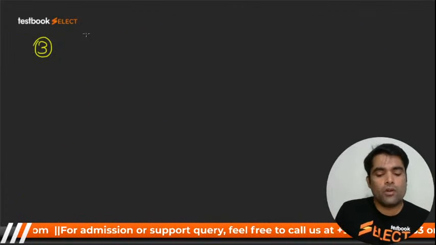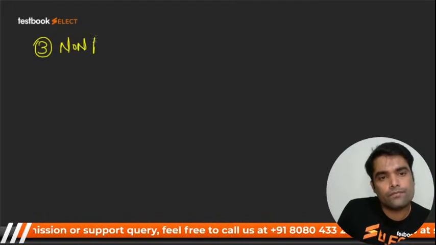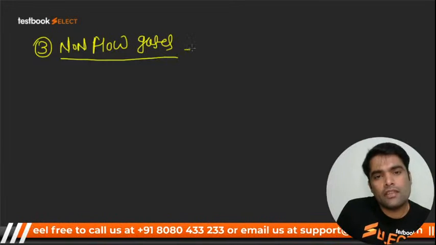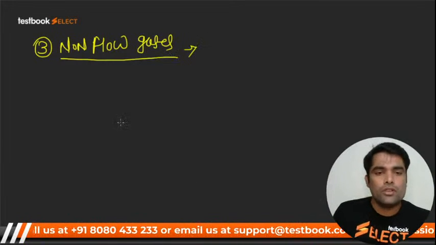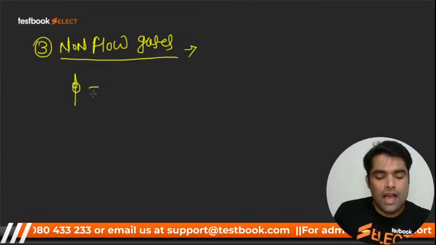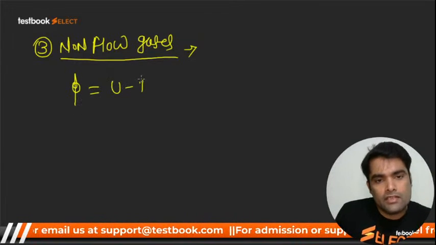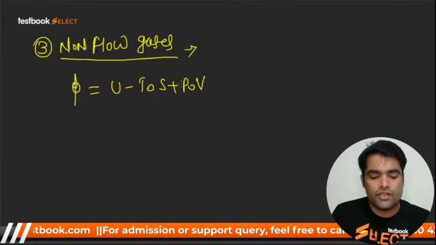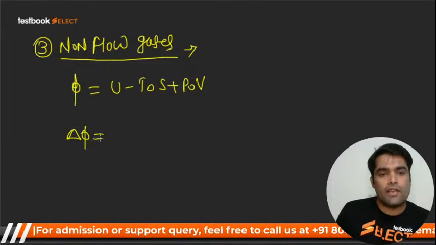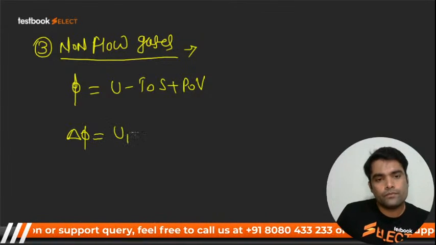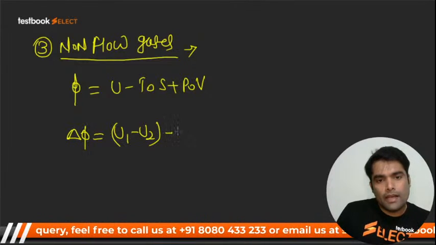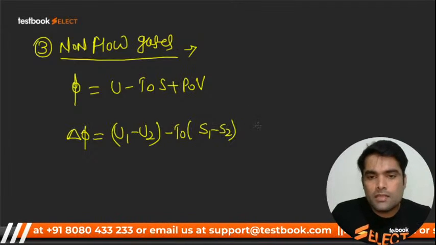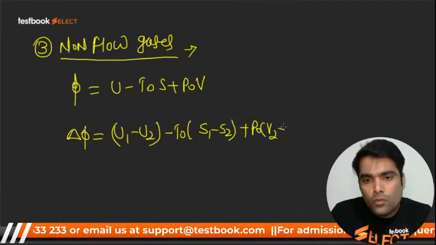Third one is non-flow gases. If non-flow gases are given, then what should be the available energy? Phi will be equal to u minus T naught S plus p naught V. Then del phi will be u1 minus u2 minus T naught into (S1 minus S2) plus p naught into (V2 minus V1).